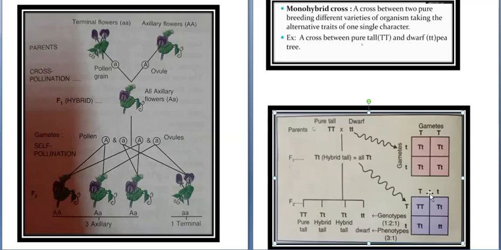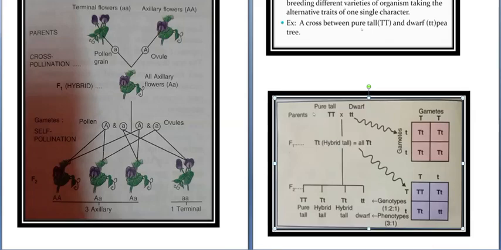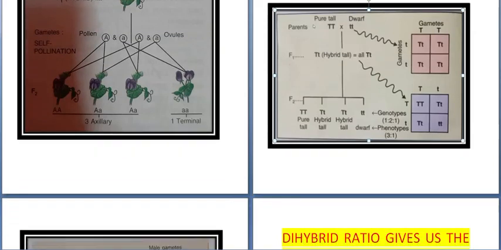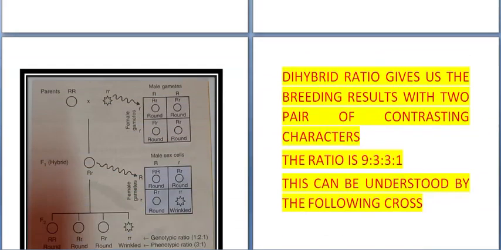Then 2 from the first generation were taken as parents and crossed, and it was found that 3 of them were tall and one was dwarf. So phenotypic ratio was 3:1. But again when you look at the genotype, one had capital T capital T, 2 had capital T small t, and one had small t small t. So genotypic ratio again was 1:2:1. Let us take a third example.